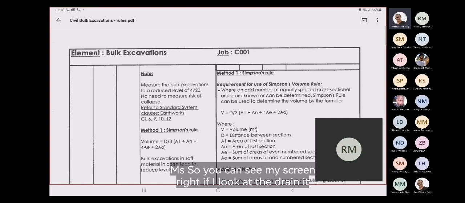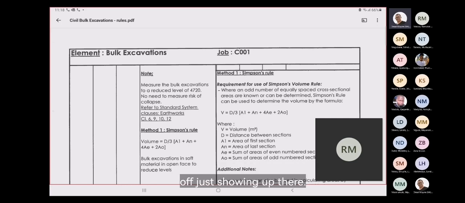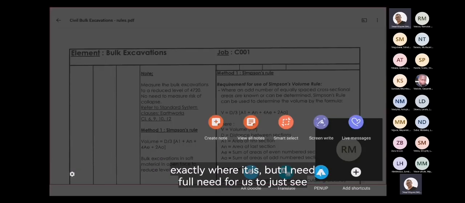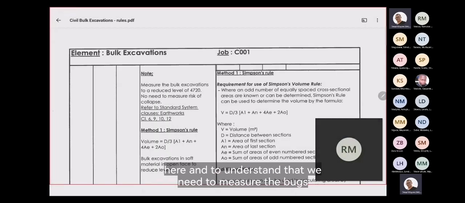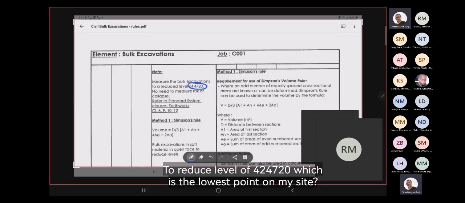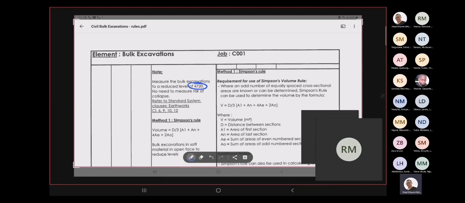If I look at the drawing that I've just shown up there, I will revert back to that drawing when I'll be writing on it and indicating exactly what it is. But I need for us to understand that we need to measure the bulk excavations to a reduced level of 4720, which is the lowest point on my site.